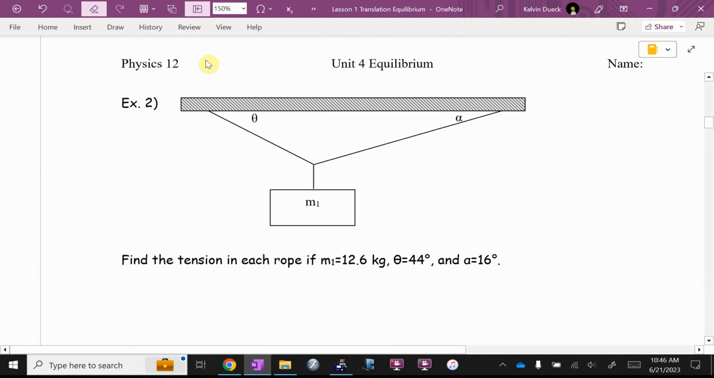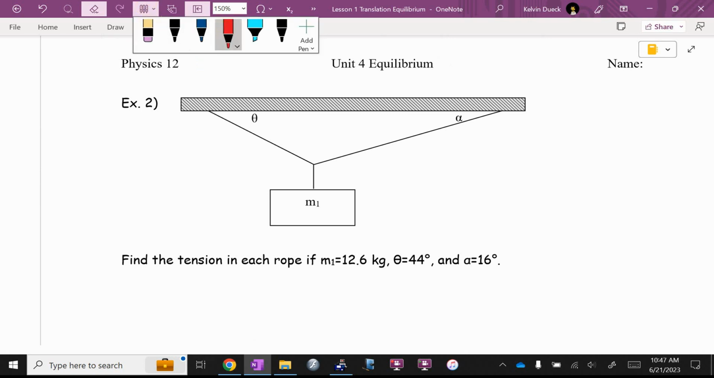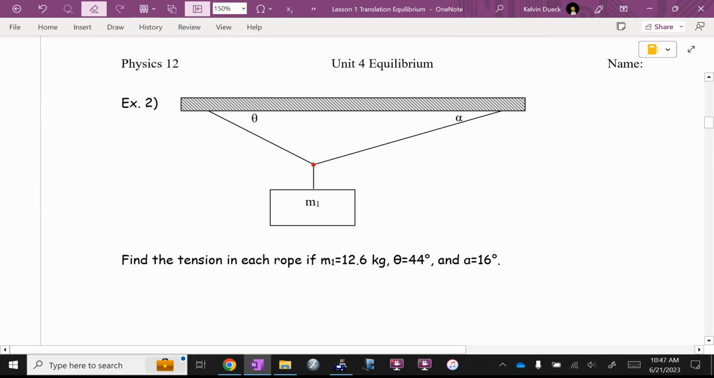Let's do a tougher one. Here, it's not symmetrical. Which way has the mass shifted, to the left or to the right? To the left? Which rope is supporting more, the left rope or the right rope? The left rope. Tension on the left is going to be a little bit larger. It wants me to find the tension in each rope. Once again, Jaya, this is a job for a free body diagram, and I'm going to draw it on the junction. It's going to be M1G.